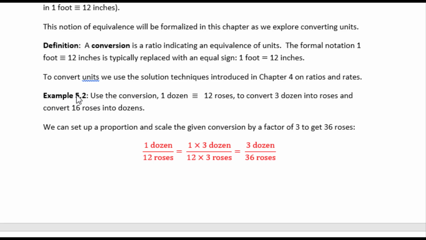In this example, which you're not responsible for, but 5.2, we're using the conversion 1 dozen is equivalent to 12 roses, and we're going to find out 3 dozen is equivalent to how many roses. We use what we used in Chapter 3. We multiply the numerator and the denominator by 3, and we get 3 dozen is equal to 36 roses. These are equivalencies. In other words, 1 dozen is 12 roses, and 3 dozen is 36 roses, and 1 over 12 is the same as 3 over 36. They're proportional.